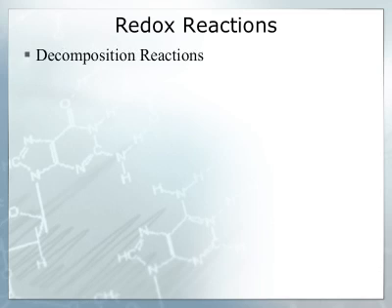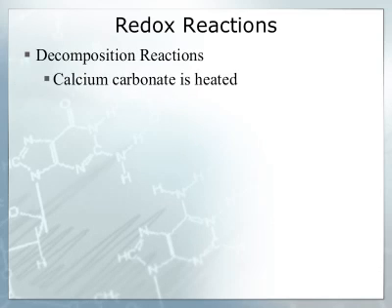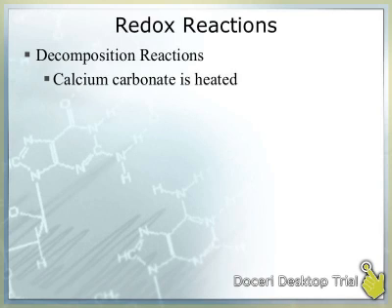Okay, so now let's talk about decomposition reactions. So, the first example that I'm going to do is calcium carbonate is heated. How do I represent that something's being heated when I write it in a chemical reaction? Triangle over the yield sign. So what is calcium carbonate?